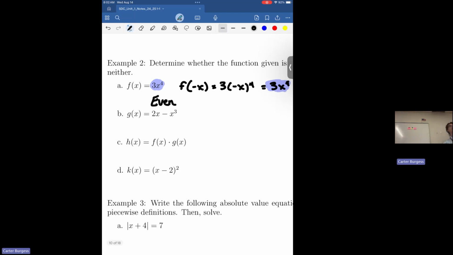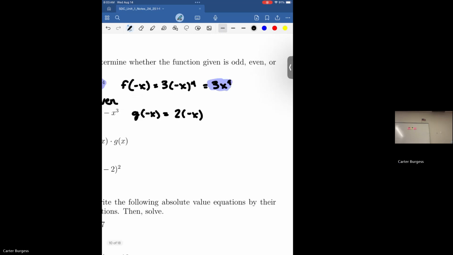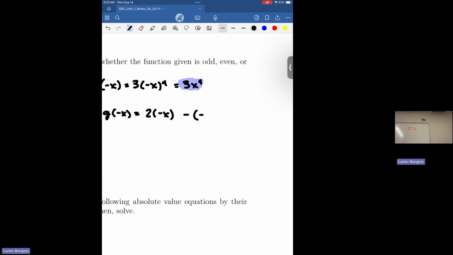But how do we check? All right, I can say that because I've done the proof. But how do we check that it works with this? What do we have to do? Plug in -x. So g of -x is equal to 2 times -x minus -x cubed. 2 times -x is just going to be -2x.